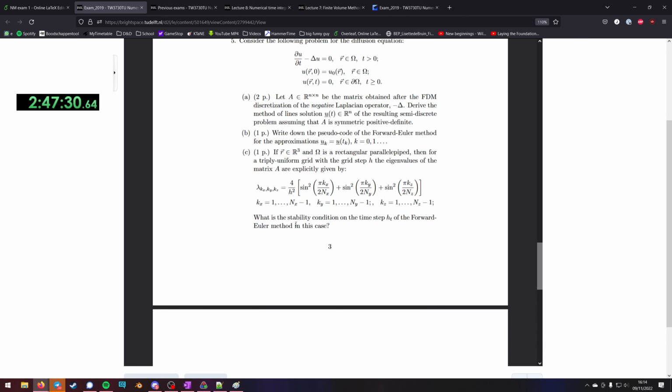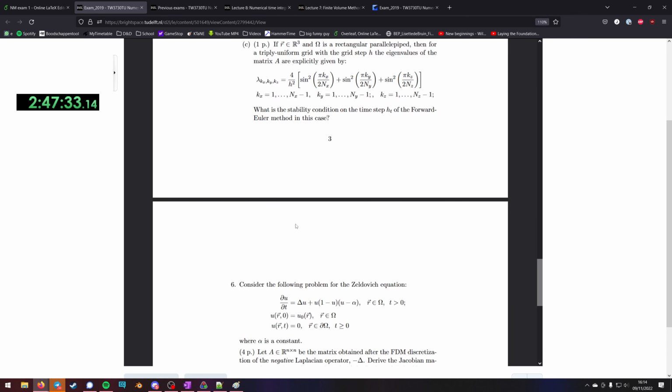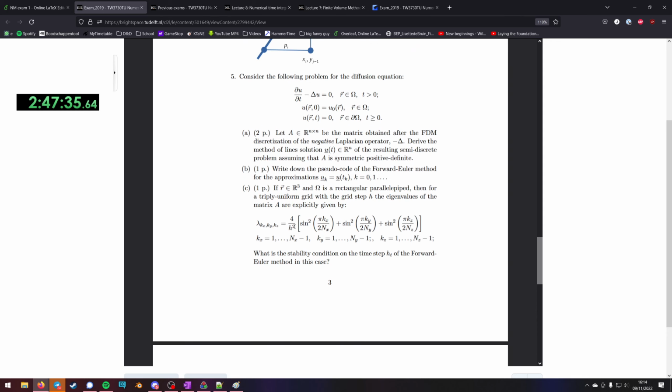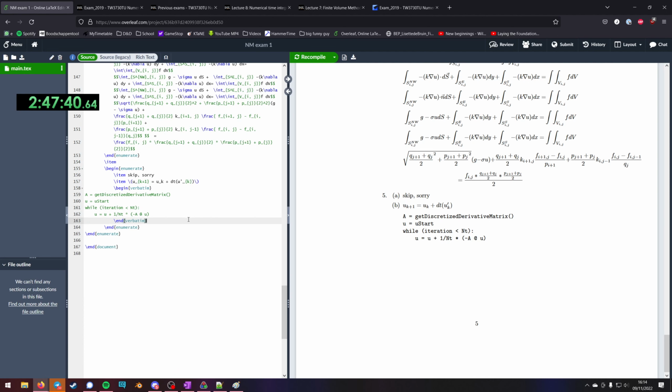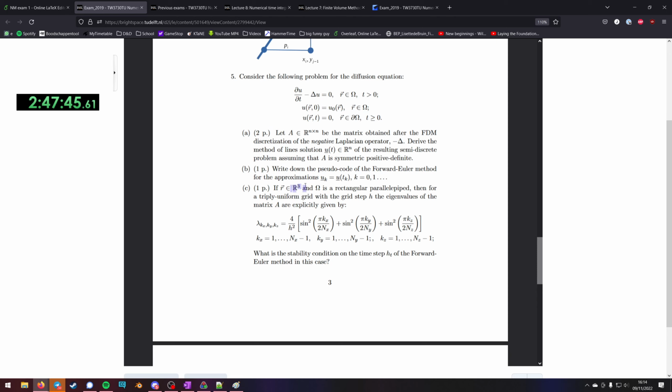Right, this one should be doable, sort of. So if r is in R3 and lambda is a rectangular parallelepiped. Parallelepiped. In Portuguese, it's parallelepiped. Then for the triple uniform grid with grid step h, the eigenvalues of the matrix are given by this.